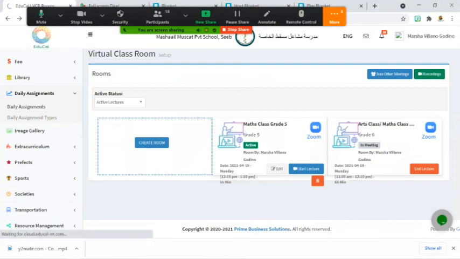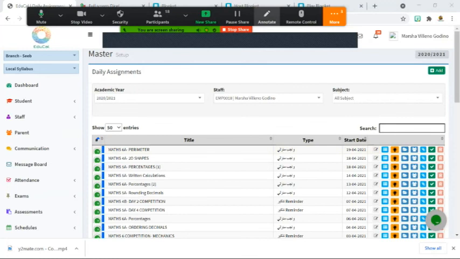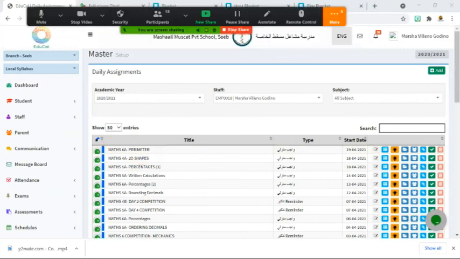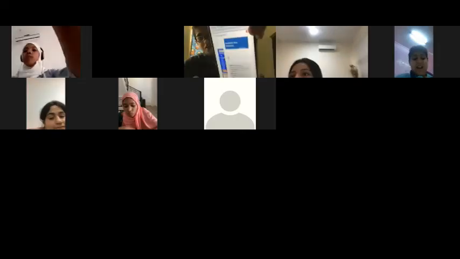Okay, so you have to go to Educal class and look for perimeter. You need to answer the task that I put in Educal, okay? This one, Math 6 perimeter. Do you see the screen? Yes. Look for this, Math 6 perimeter. You have to work on that. Now I will go to the daily assessment. Yes, it's here.